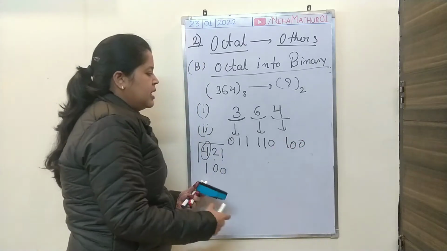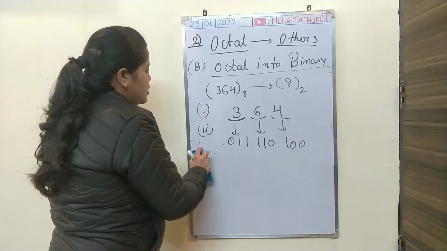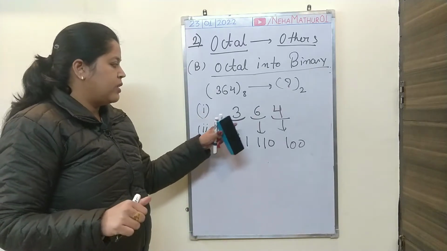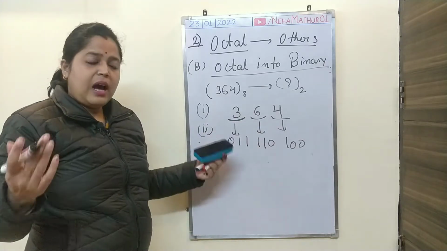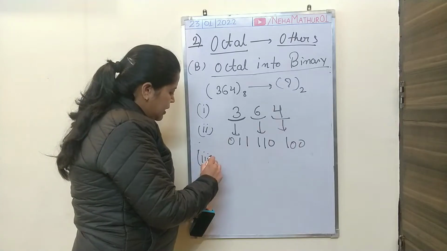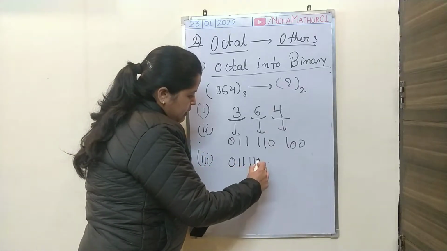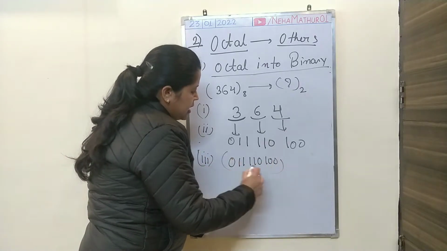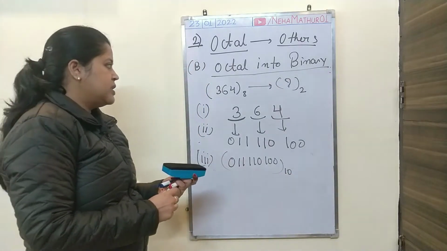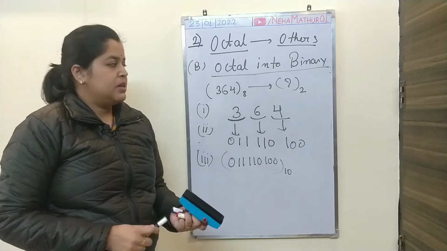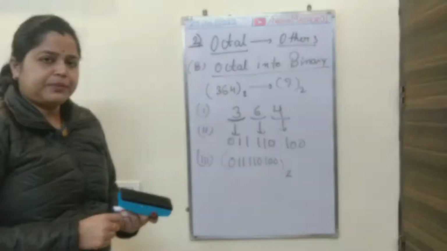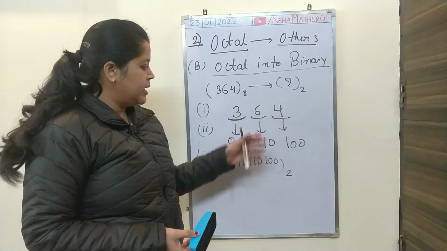So now you can see that this is a simple method in which you just converted individual digits into the relevant binary numbers, and after merging all the numbers like this, you will get your final answer. So this is the final answer, in which you have converted 364 into the binary number system. Fine. So I hope you are getting the concept.